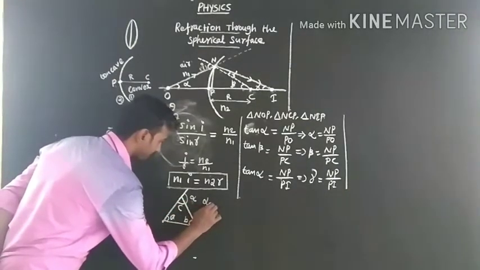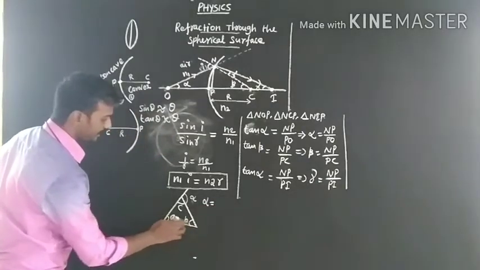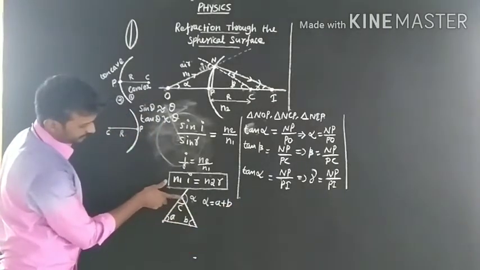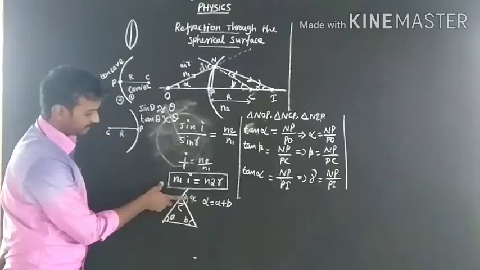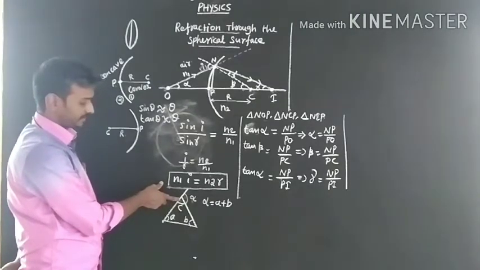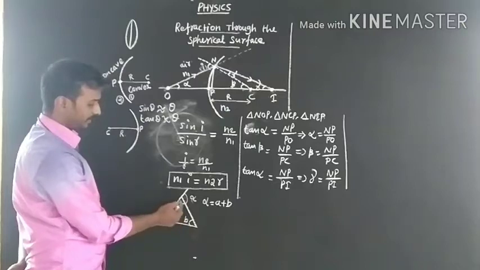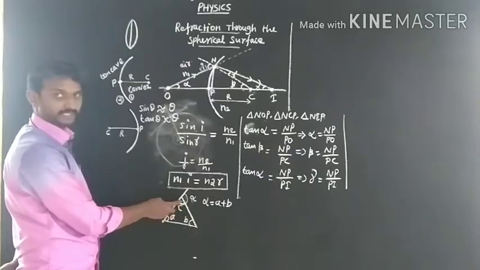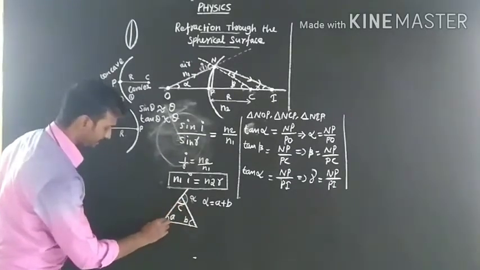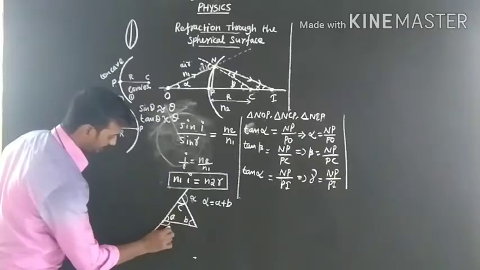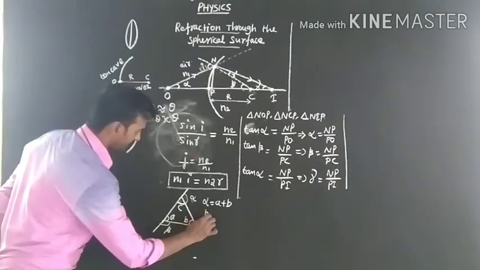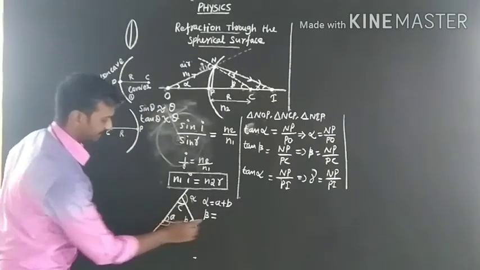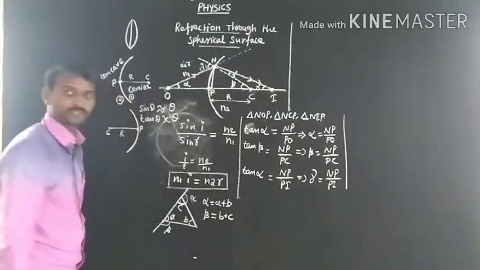And this exterior angle is equal to the sum of the two interior angles, A and B, except the adjacent angle. Similarly, suppose I am going to extend this line and take the angle as beta. The value of beta is equal to the sum of the two interior angles B and C, except A. Okay, so this is a rule.